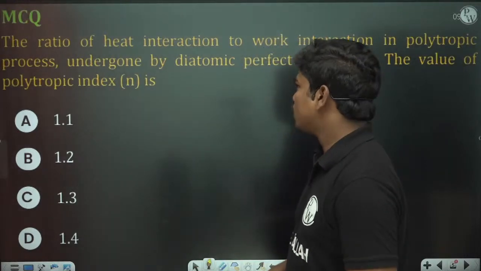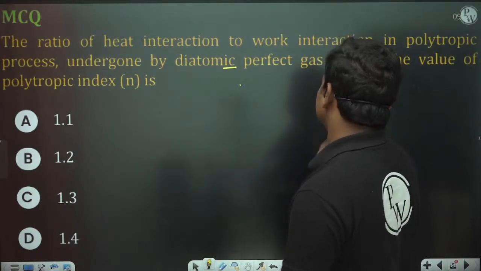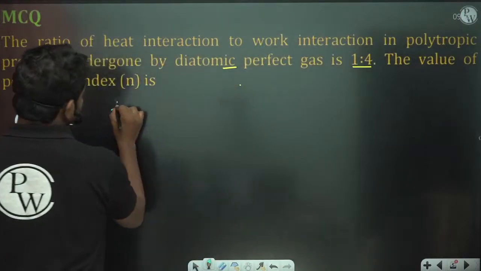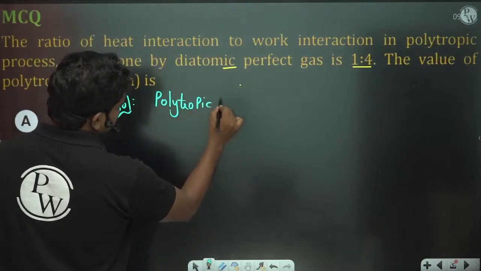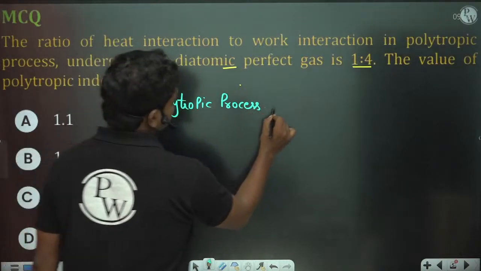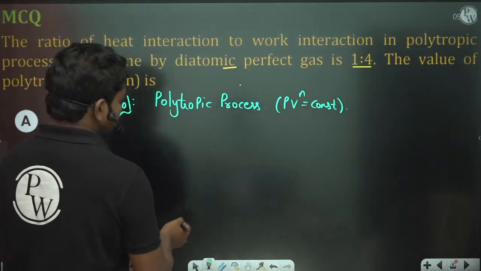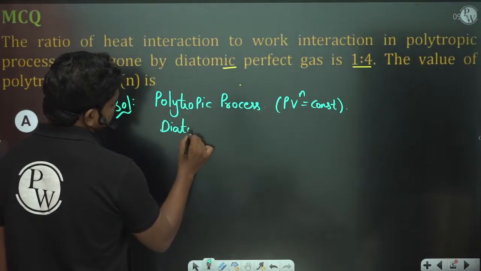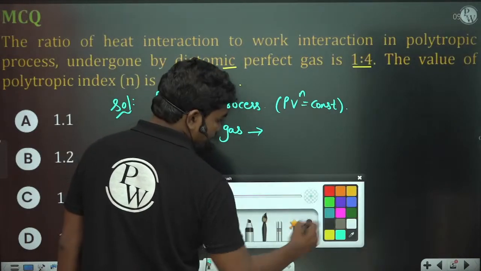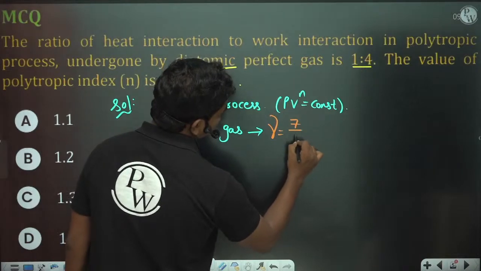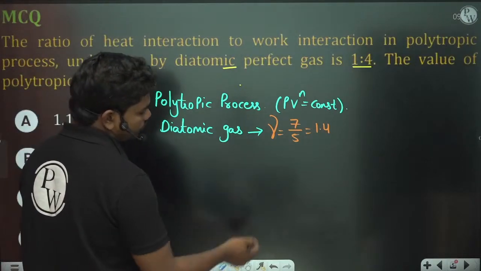Let us solve this. The ratio of heat interaction to work interaction in a polytropic process undergone by a diatomic perfect gas is 1:4. Let us see what they have given. There is a polytropic process, so let us suppose PV^n is equal to constant. The gas is diatomic, so gamma is equal to 7/5, which is 1.4.